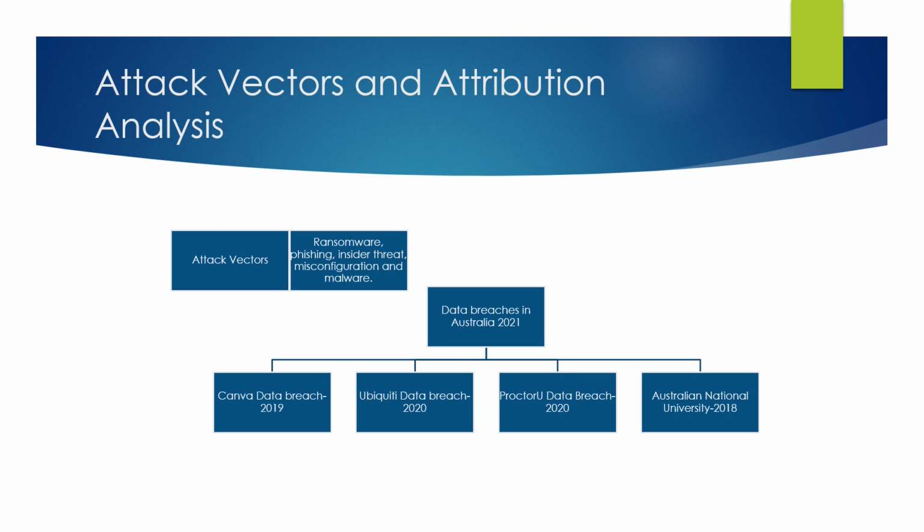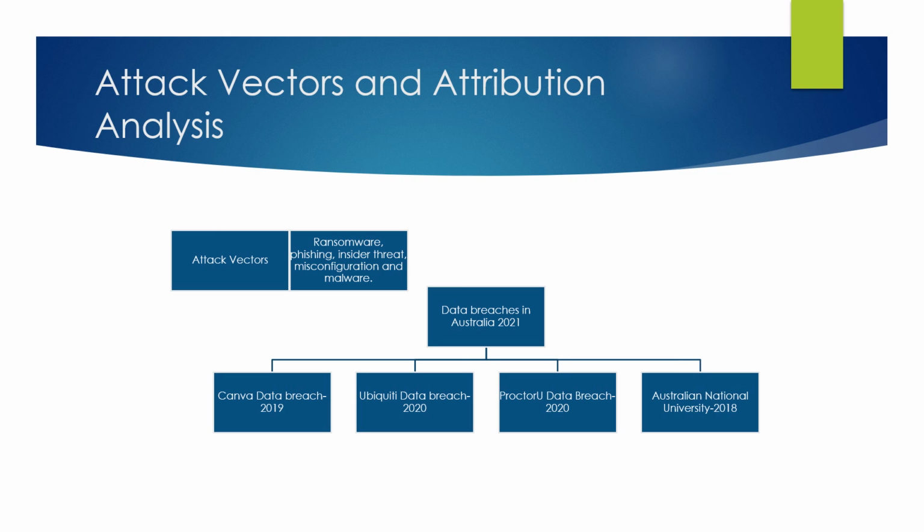The Ubiquiti data breach. This occurred in 2020. It's one of the world's largest vendors of Internet of Things devices, and it suffered a data breach after an intruder compromised the company's third-party provider and accessed their customer account credentials.